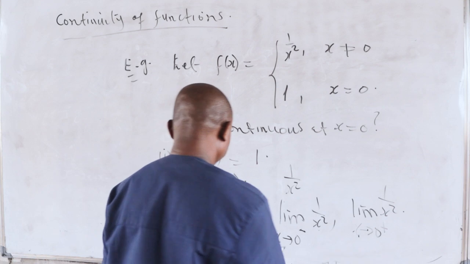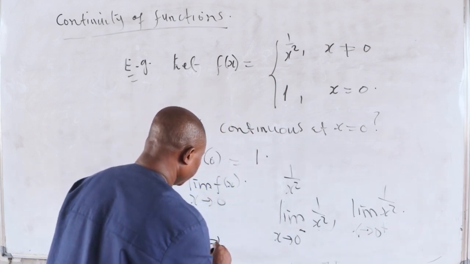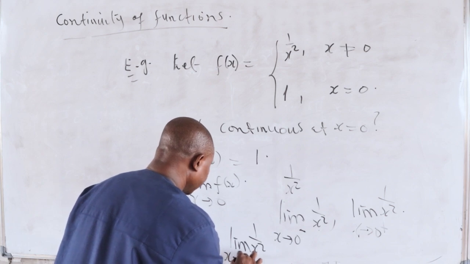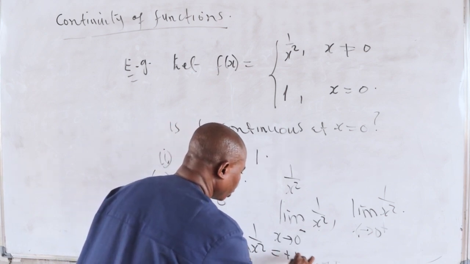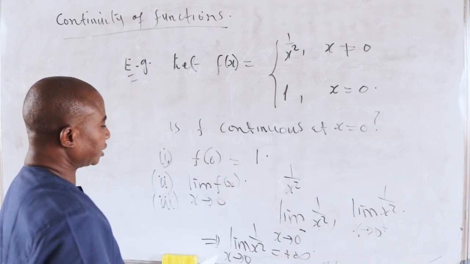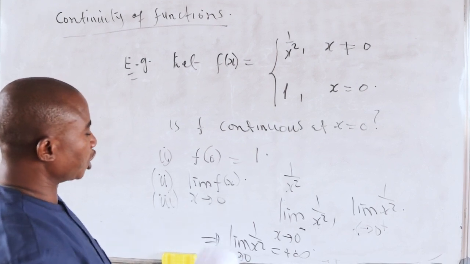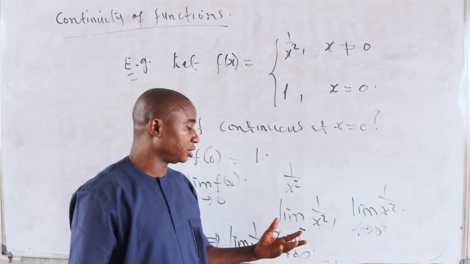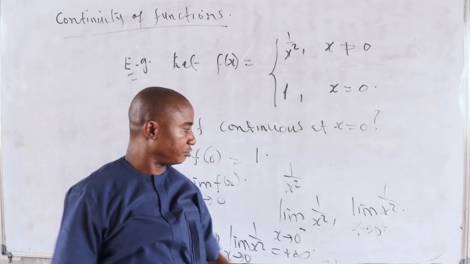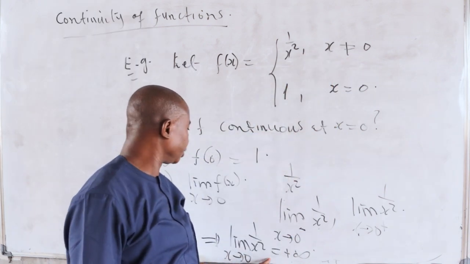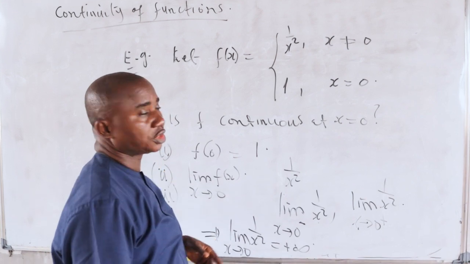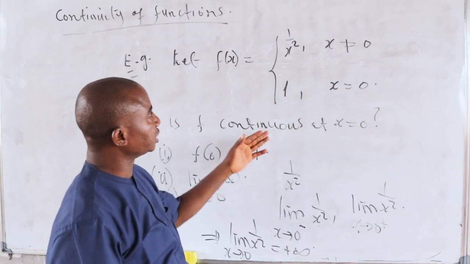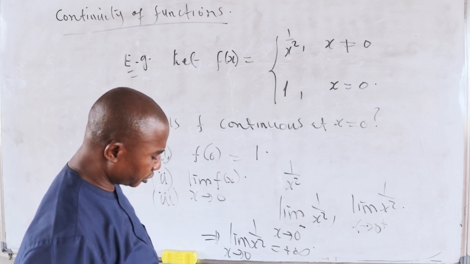Therefore, the limit of 1 over x squared as x approaches 0 is equal to plus infinity. And that suggests that the limit does not exist because infinity is not a number. It's just an imaginary symbol to denote a very large number. So this limit does not exist. Therefore, this function is not continuous at the point x equal to 0. So this is another way to verify continuity of the function.